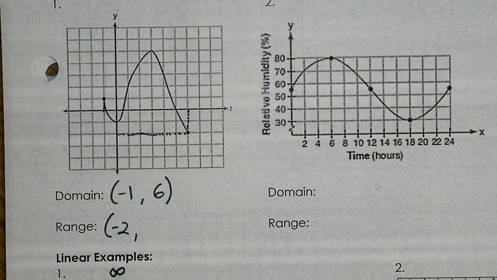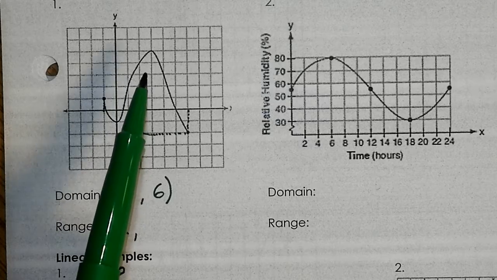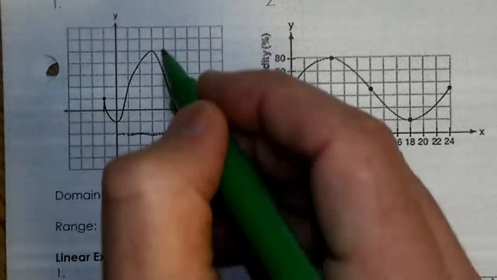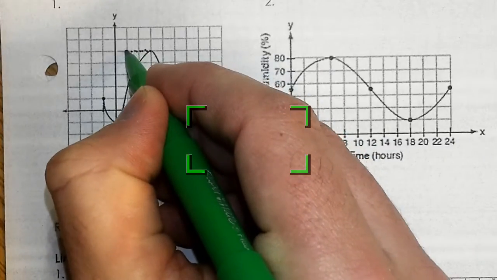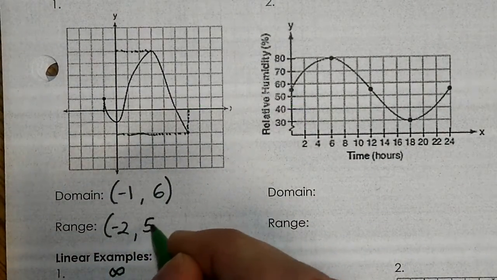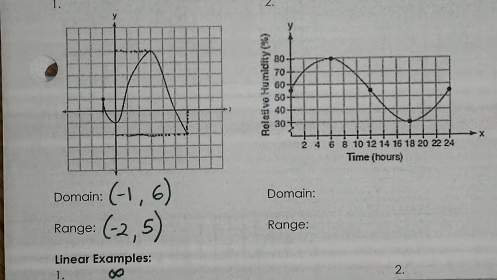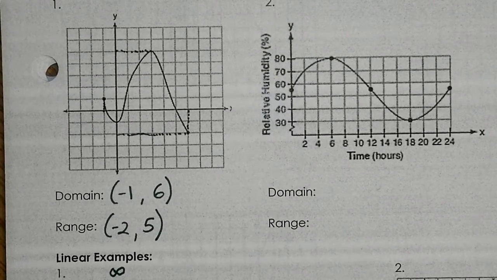What's the highest part of my graph? 5. Yes. That's our highest part, right? 1, 2, 3, 4, 5. So my range there is negative 2 to 5. That's how low the graph is, and that's how high the graph is. My domain is negative 1 to 6. So now my whole graph is inside this window. Nothing is outside the window.